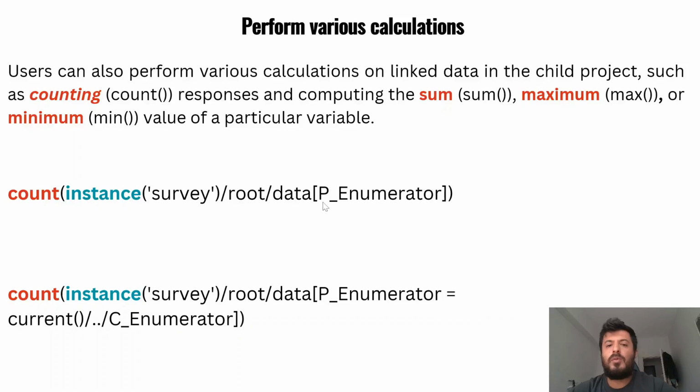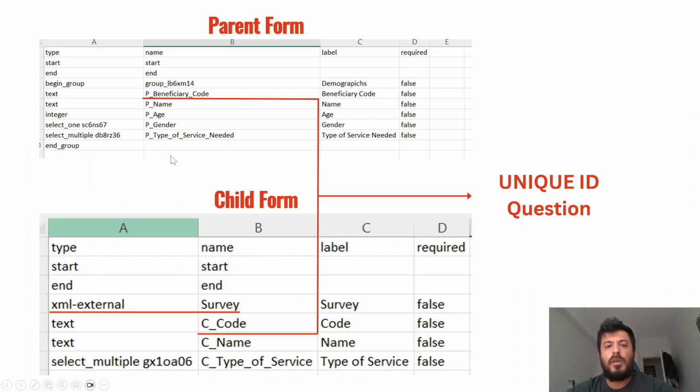In my form, I'm using P for parent form questions, and enumerator is the question. I named it this way in my form. I will show it to you within my form. Here you see my questions: beneficiary code, parent form, PH, P gender. This indicates these questions come from the parent form, and for the child form I'm using C code, C name, so it is easier for me to differentiate the questions.